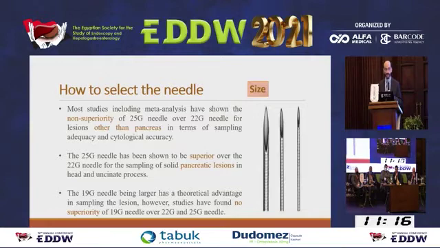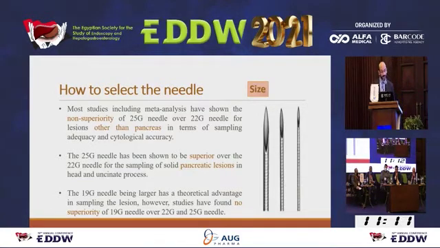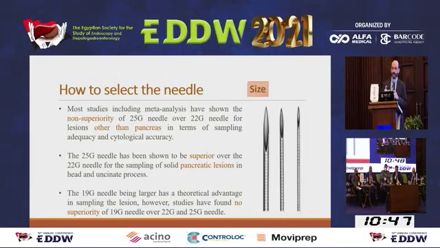So, what does the literature say about selection of the needle? Most studies, including meta-analyses, show no difference between the 22 and 25G needle, except for the pancreas. Some studies, especially for the uncinate process, say that the 25G needle is superior to the 22 because you can manipulate the lesion and needle easily in the uncinate process. You are going in the second part of the duodenum, where manipulation of the needle is difficult, so it is better to choose the 25 needle. For the 19G needle, although theoretically larger in size, there is no added benefit.